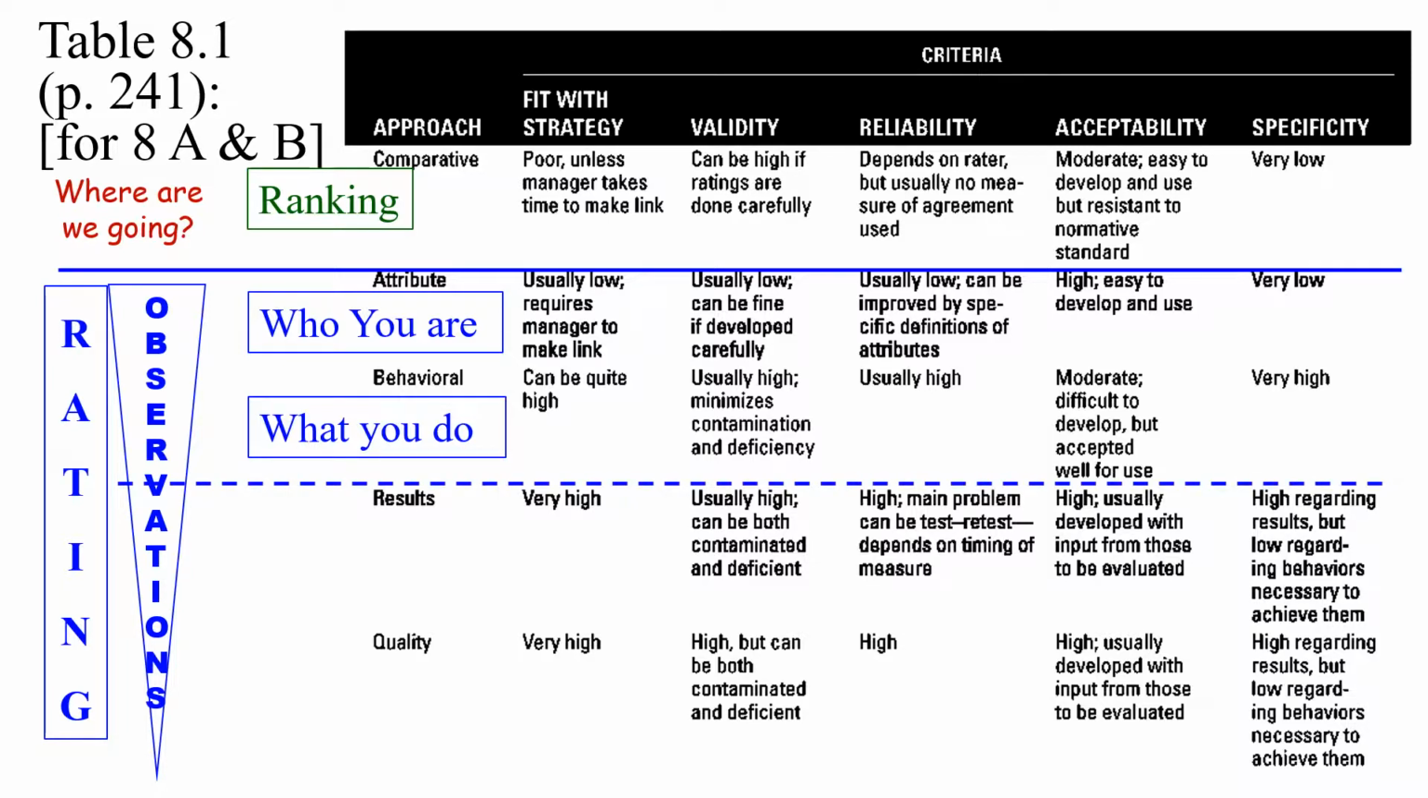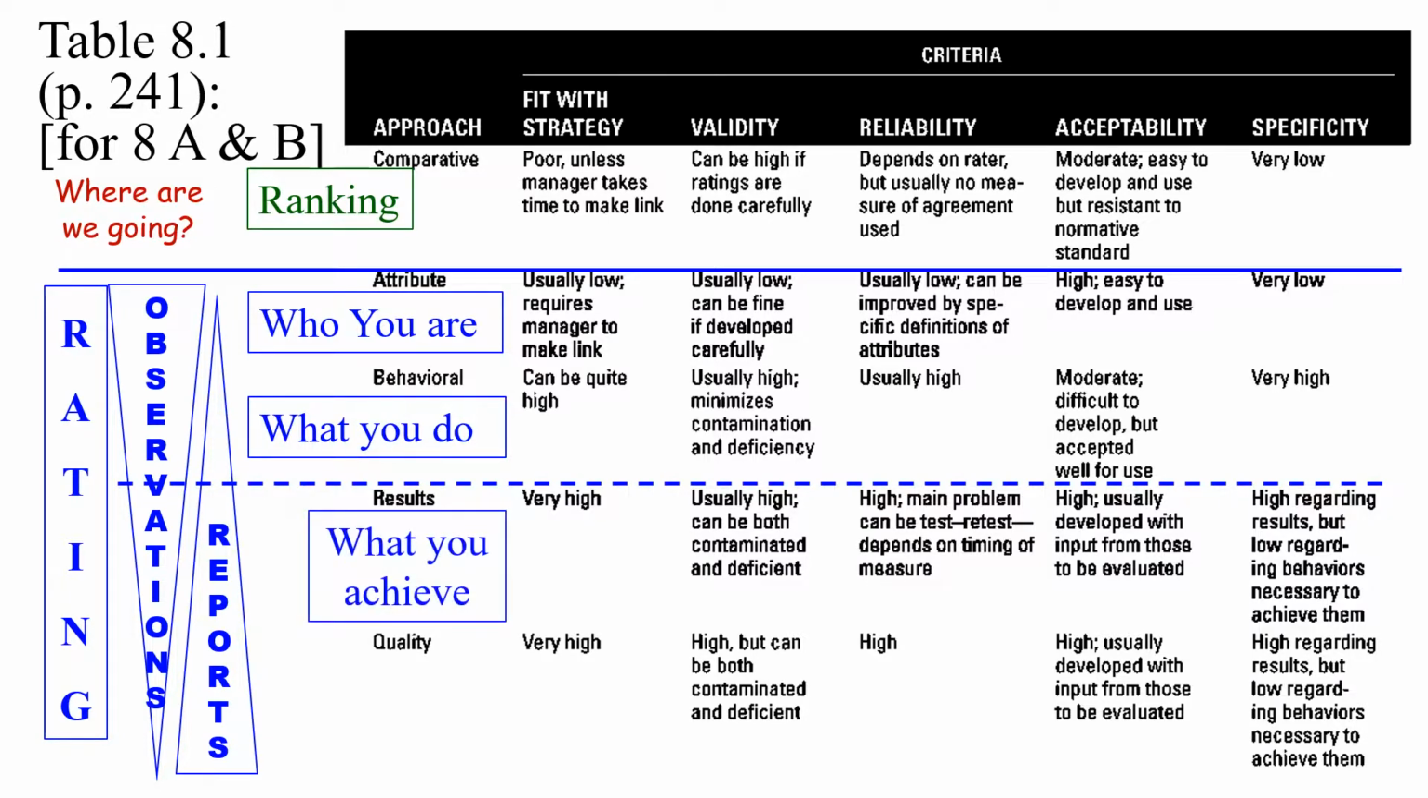Now we can draw a line, and the next 2 methods or approaches are more using reports. Other people will be feeding into evaluators what are the results and the qualities. So results are what you achieve, and qualities are actually quantitative results, the numbers.